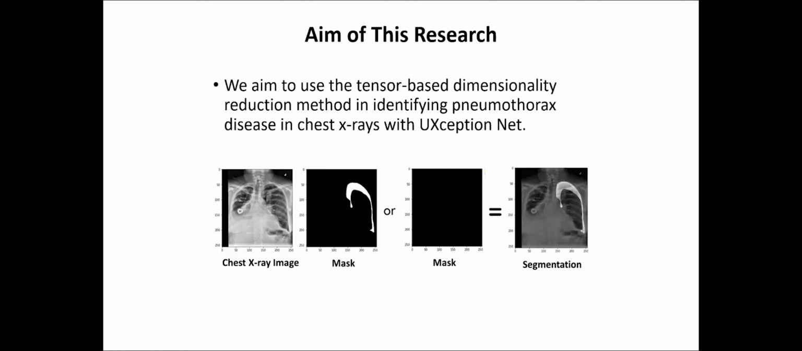So the aim of this research is to use a statistical method called the tensor-based dimensionality reduction method to identify pneumothorax disease in chest X-rays with a model we call the USEPTIONet. As we can see below, the data we have are the patients' chest X-ray images or healthy people's chest X-ray images, accompanied by a mask showing whether there's a lesion or not, respectively. The function of the USEPTIONet is to segment the lesions automatically.